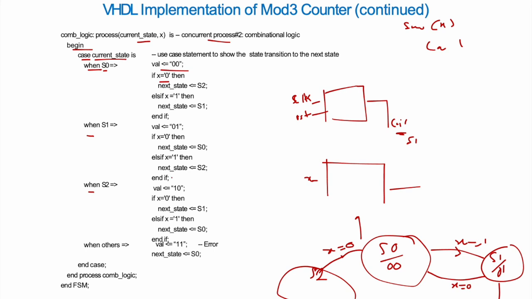Now, the final state to look at is if the current state is S2. So, in S2, the first thing we do is set the output to 1, 0. Because that's what the circuitry shows us, and it says we should actually implement this logic. So in this particular case, the next state we are pushing to if X is 0 is to go back to state S1. Or we are going to state S0.